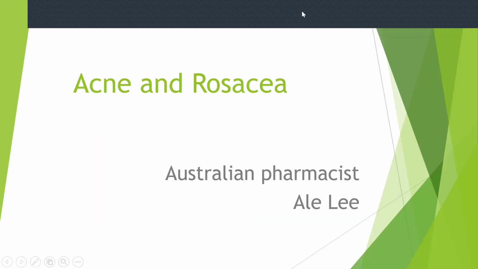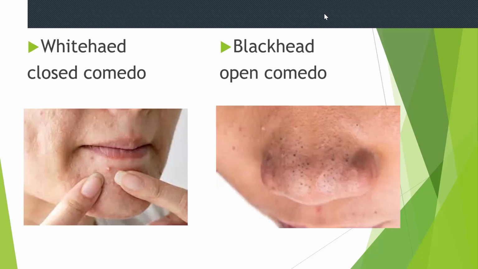Okay, so in this slide we're going to talk about acne and rosacea. Acne is 青春痘 in Chinese. Rosacea is 酒糟鼻, yeah, you know, 酒糟鼻. Sometimes the symptoms of acne and rosacea can look a bit similar, but the reasons behind them are totally different.